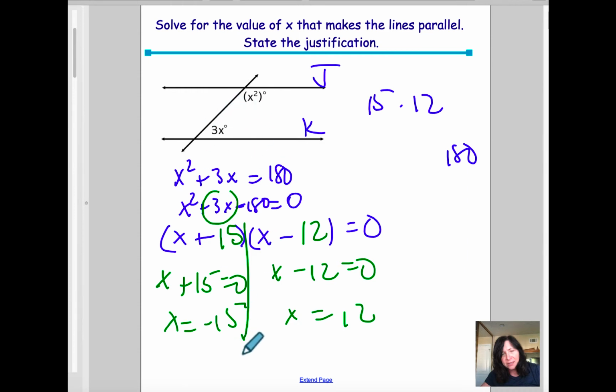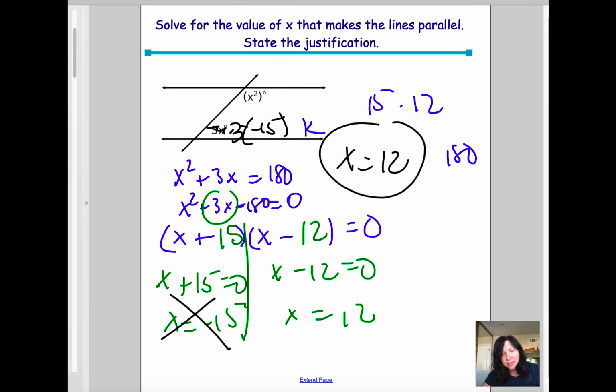Now, I can't use x equals negative 15, for these reasons. For this angle right here, it's totally fine because negative 15 times negative 15 is 225. However, check this out, that's more than the actual sum of the two angles. So not only does that not make sense, but also x can't equal negative 15 because 3 times negative 15 would give me a negative 45 angle. Not happening. So x is equal to 12.